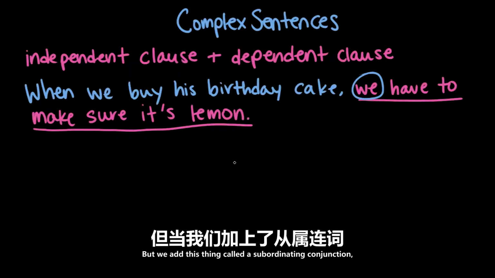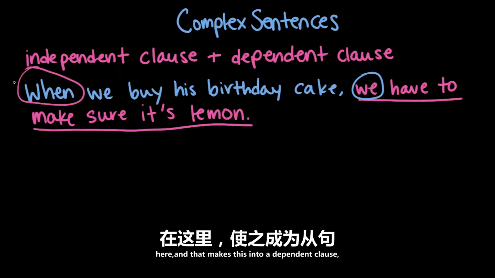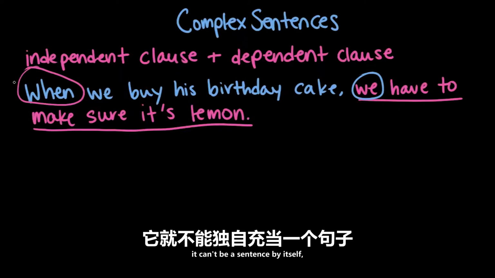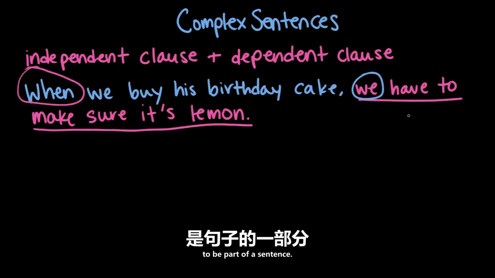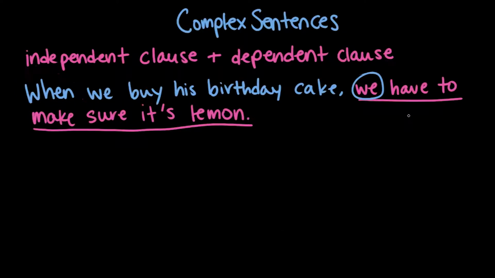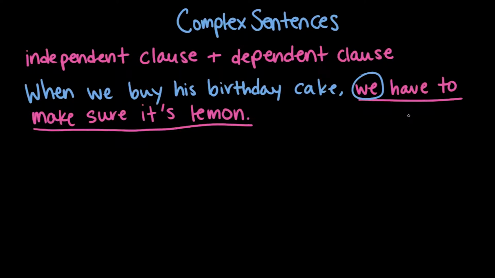But we add this thing called a subordinating conjunction. That's this word when here. And that makes this into a dependent clause. It can't be a sentence by itself, so it depends on the later clause, we have to make sure it's lemon, to be part of a sentence. Okay, so Rosie, what's another example of a complex sentence?